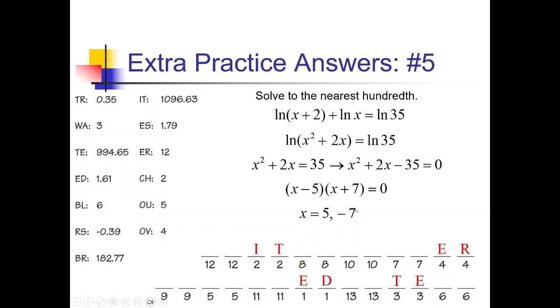With negative 7, though, that's going to be ln of negative 7. That's not going to work out very well. That's going to be undefined. So because negative 7 makes the original undefined, it's an extraneous root. I have to cross it off, and the only true answer is 5. So 5 is OU. That's going in spot 5 here, so 5's all around. So we have an O and a U right there.